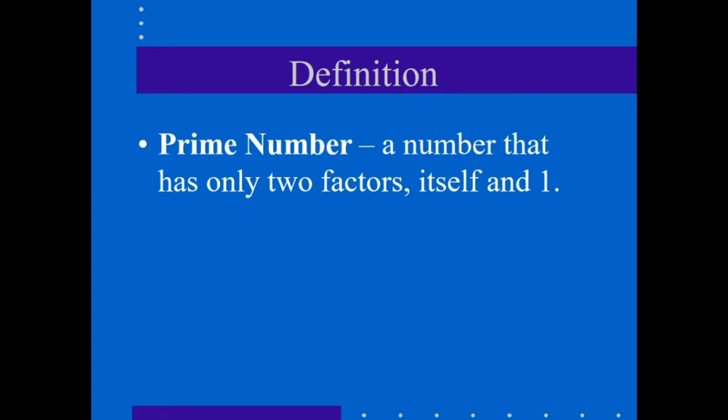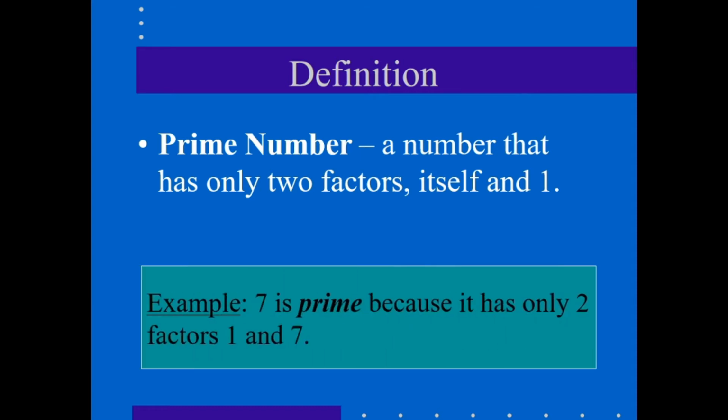Let's define what is prime number. A prime number, it is a number that has only two factors, itself and 1. Example, 7 is a prime because it has only two factors, 1 and 7. There are no other numbers that you are going to multiply aside from 1 and 7. The answer is 7.